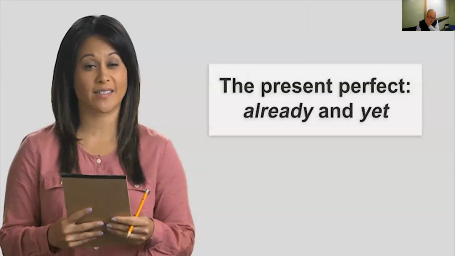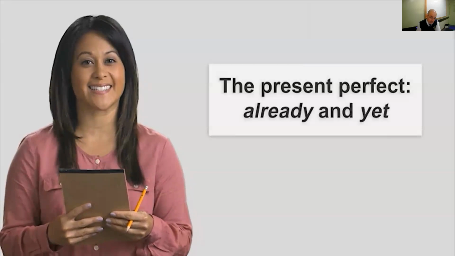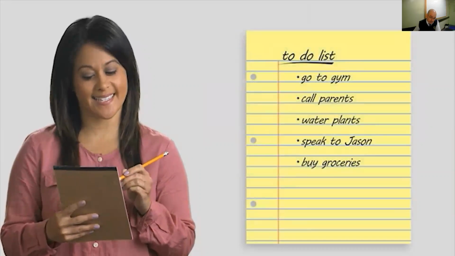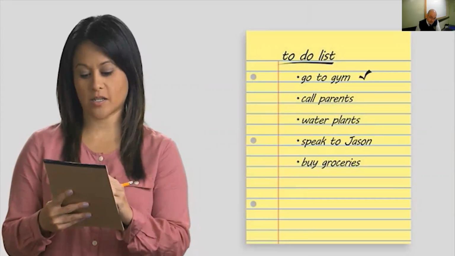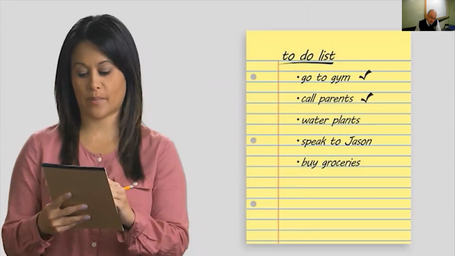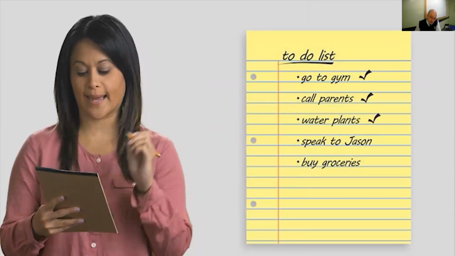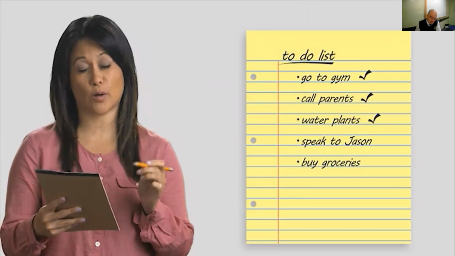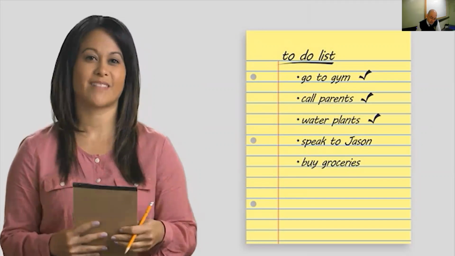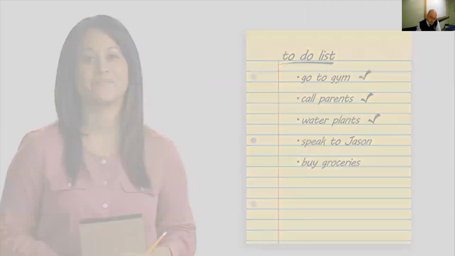Hello there. This lesson is about the present perfect with already and yet. This is a list of things I need to do today. I've already gone to the gym, called my parents, and watered the plant. But I haven't spoken to my boyfriend Jason yet, and I haven't bought groceries for dinner. I'll do those things after work.